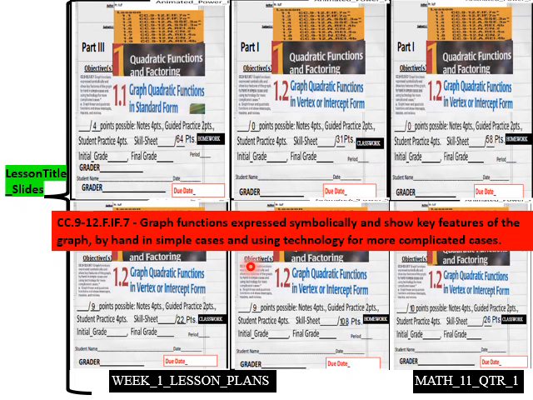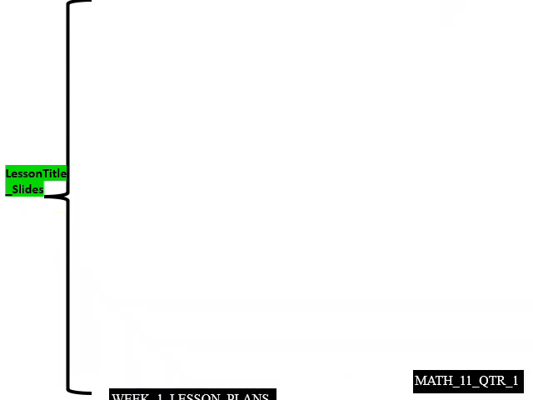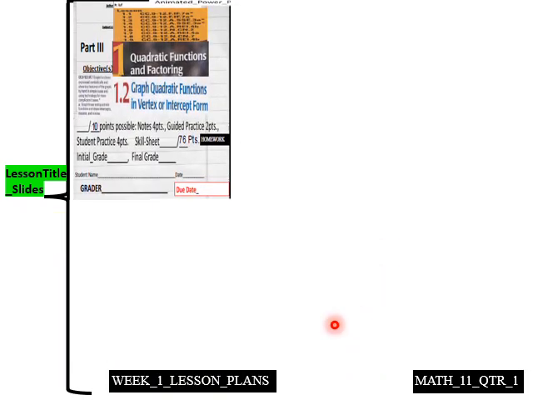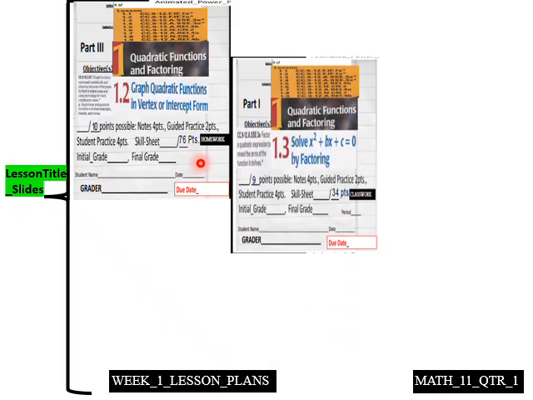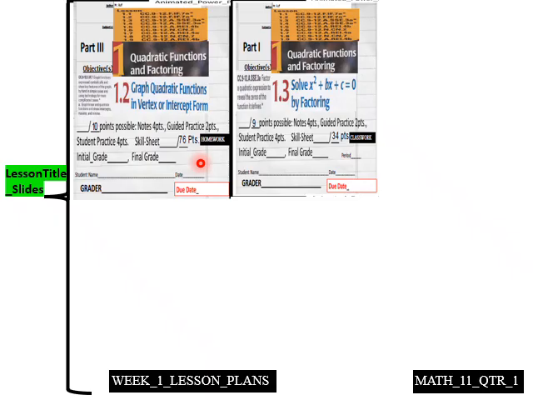What's our predominant? Again, it's F.IF.7. Graph functions expressed symbolically and show key features of the graph by hand in simple cases and using technology for more complicated cases. We're not done yet. We're still in Week 1. We go 1.2 Part 3 homework as 76 points for your 1.2 Part 3.